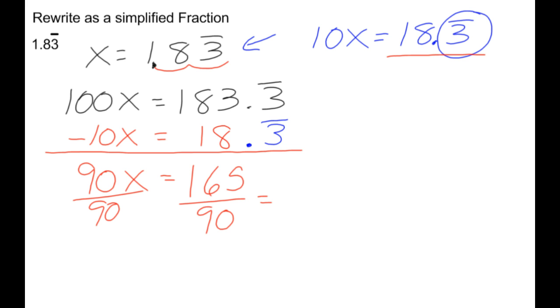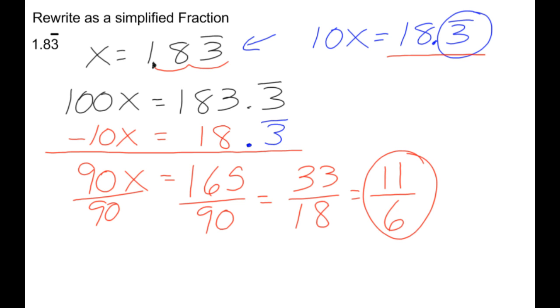5 goes into 165 33 times. 5 goes into 90 18 times. 3 can go in again. 3 goes into 33 11. And 3 goes into 18 6. So you get 11/6 as your answer. Rewriting as a simplified fraction.